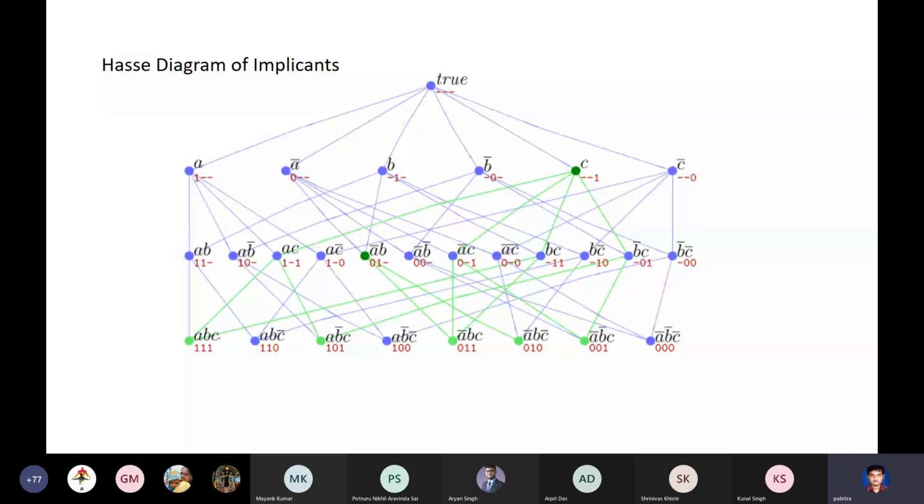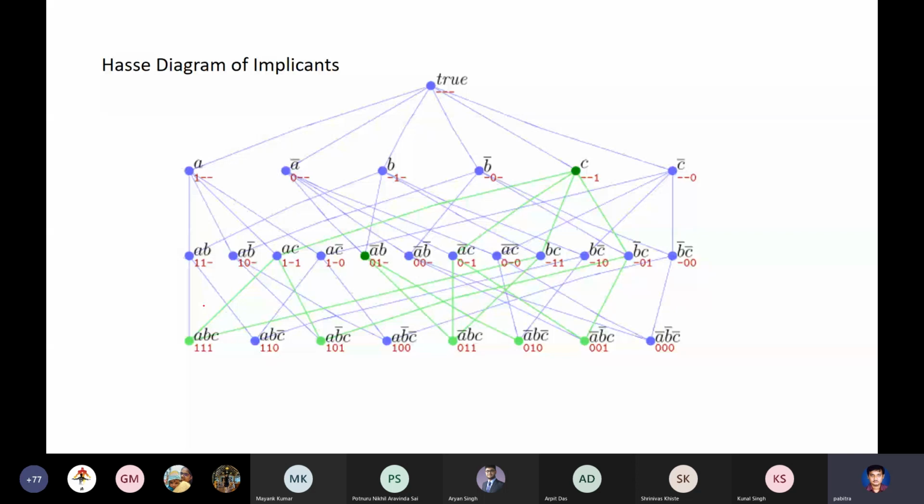So you see, AB is an expansion of ABC, and AB is an expansion of ABC bar. So if two implicants differ by just one literal, in complemented and uncomplemented form, they can be joined to their expansion, because this is the same expansion that I'm doing on both. I'm removing the C. So this is the join operation.